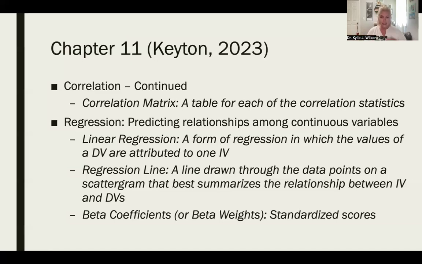A regression line is a line that's drawn through all of our data points on a scattergram. So it's just like a bunch of data points all over. And then you draw a line that's the best fit to try to summarize that relationship between independent and dependent variables. Okay. Beta coefficients or beta weights, these are the standardized scores, again, to show this is not due to chance. This is legitimately the effect we saw, not due to chance or due to the fact that we had 10,000 people in a population. Okay.